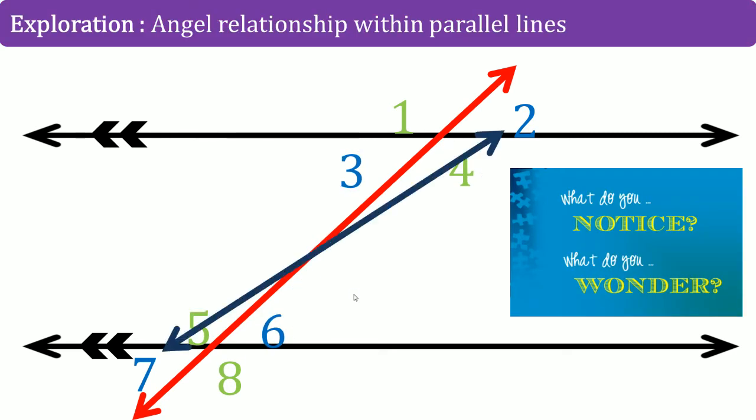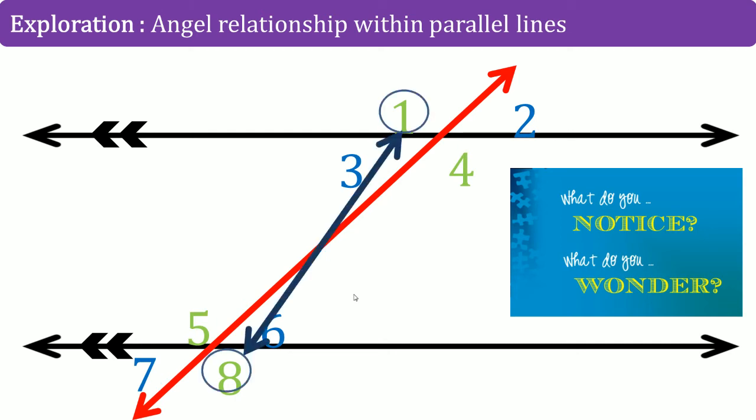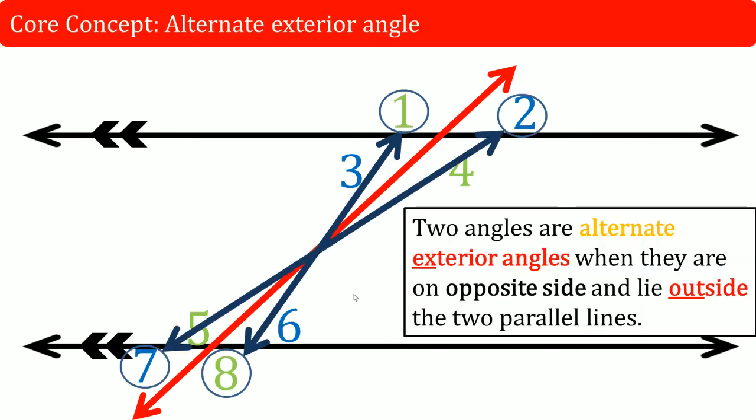Now let's take a look at these: 2 and 7, and 1 and 8. What do you notice about them? Well, they're the same color and they're on opposite sides of that red line. So what do you think those are called? Alternate, because they're on alternate sides of that red line, and they're on the outside of the parallel lines. So that's where the word exterior angles comes from.